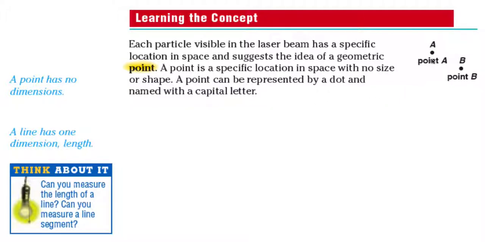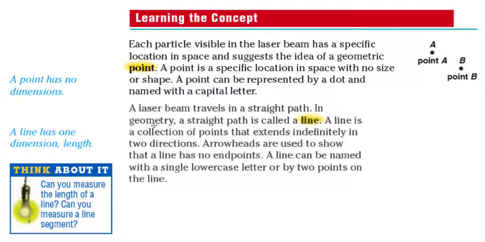These are examples of points. This is point A and this is point B. Again, a point has no dimensions. Let's take a look at the definition of a line. A laser beam travels in a straight path. In geometry, a straight path is called a line.